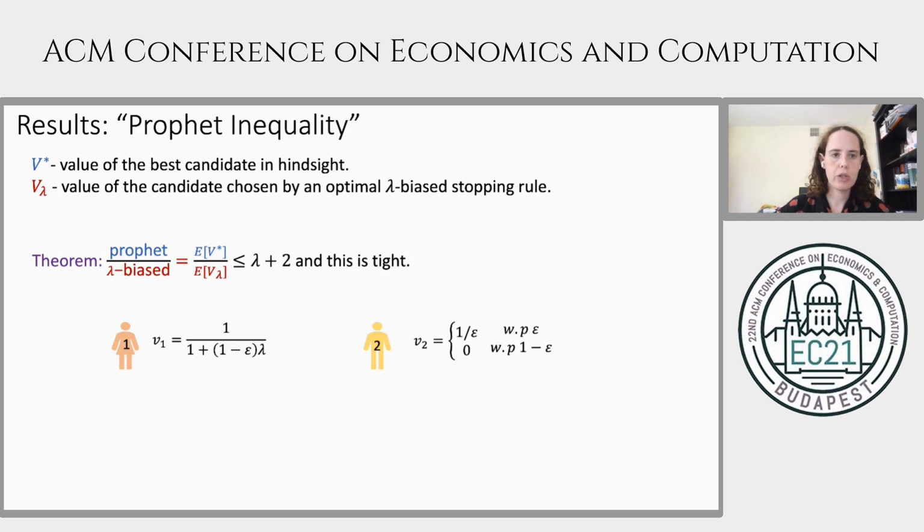The example showing the tightness is very similar to the example we've seen in the previous slide. The value of the first candidate is fixed, and the value of the second candidate is very high with very small probability and is otherwise 0. So the biased agent is always going to hire the first candidate, and this is going to get us the gap of lambda plus 2.